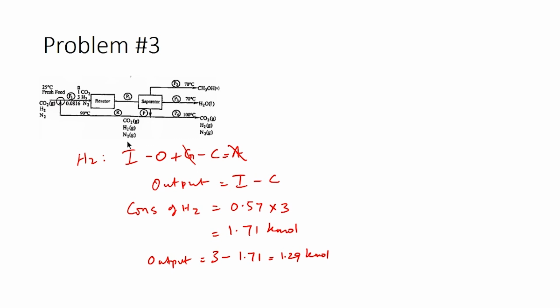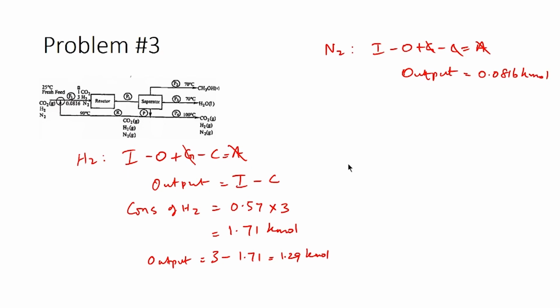We now need to identify how much nitrogen is actually leaving the system. Nitrogen does not take part in the reaction. So, the nitrogen balance, which initially would be input minus output plus generation minus consumption equals accumulation, can be simplified as input equals output, because at steady state accumulation goes to 0, and as it is not taking part in the reaction, generation and consumption would also be equal to 0, giving us nitrogen output as the same as input, which would be 0.0816 kilomoles.